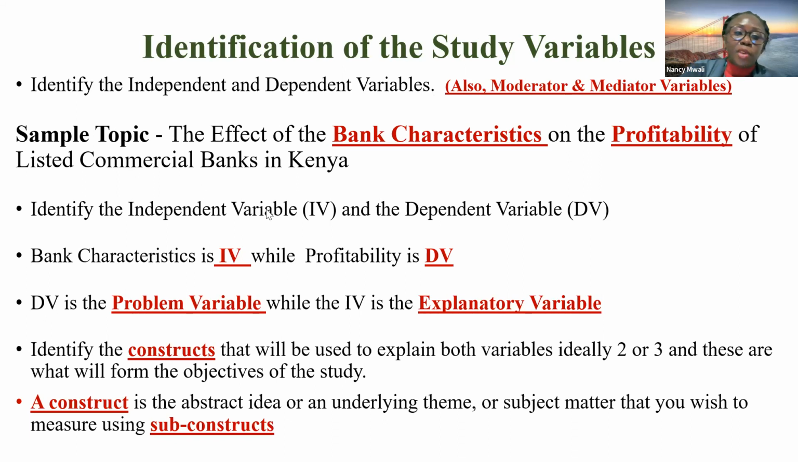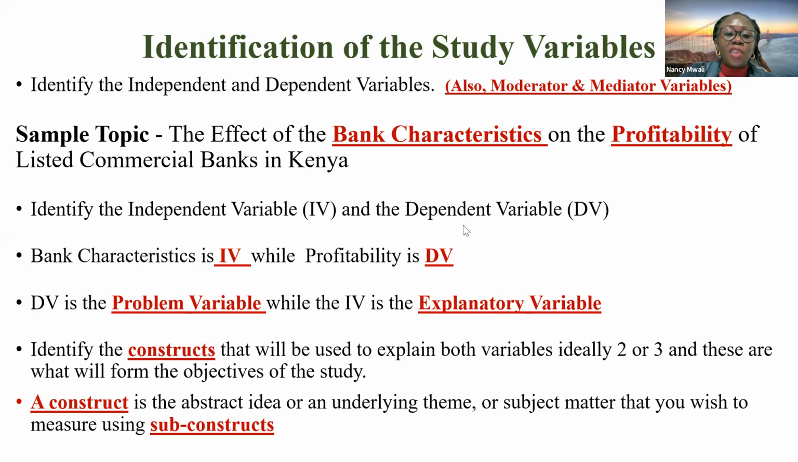For example, if you have a topic like the effect of bank characteristics on profitability of listed commercial banks in Kenya, I've highlighted bank characteristics and profitability. Bank characteristics, yes? Bank characteristics being our identified independent variable, and profitability being the dependent variable in our case.